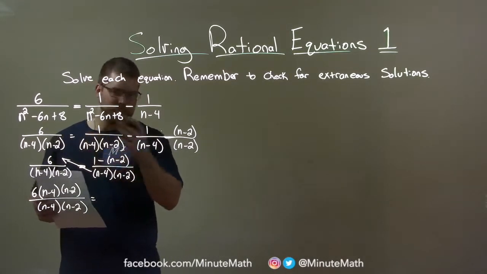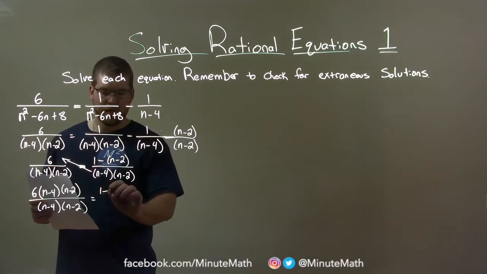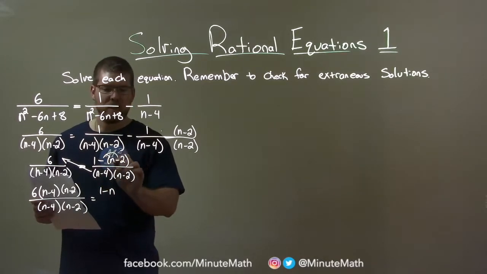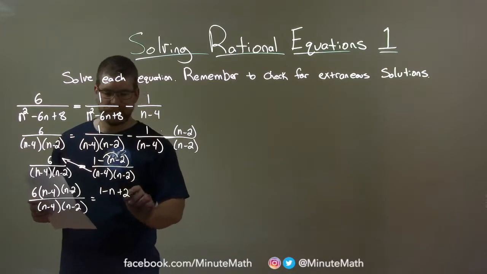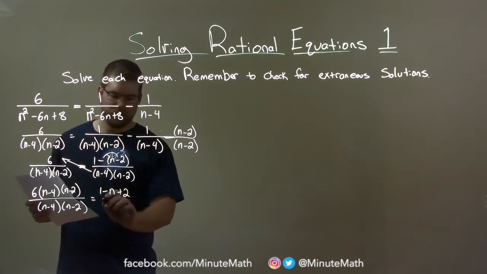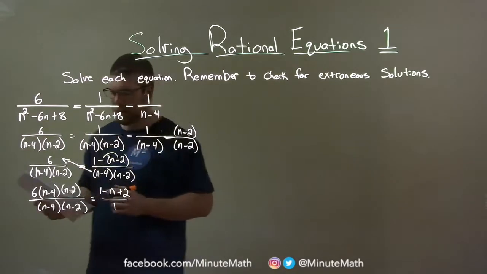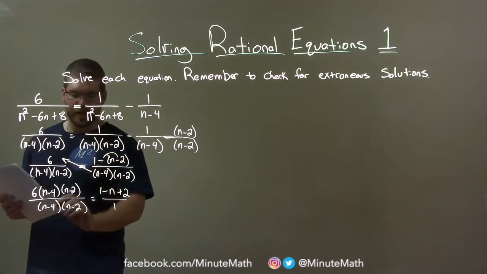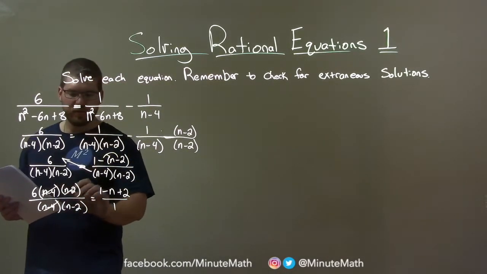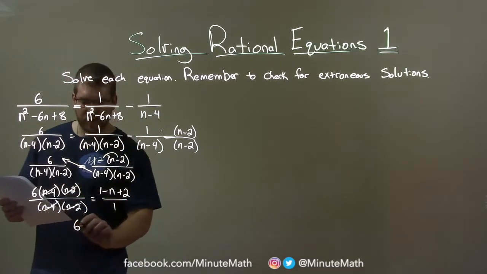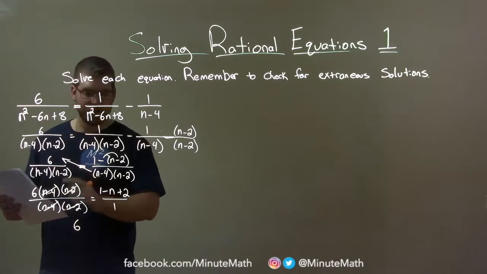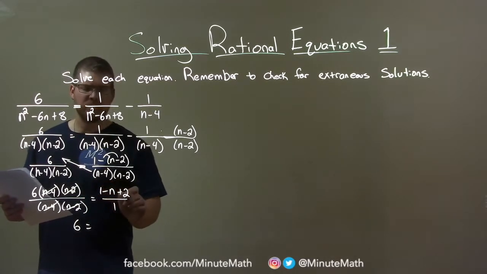So remember to distribute that minus sign. We have 1 minus an n, and then minus a minus 2 is plus a positive, so we have plus 2 here. And there's nothing in the denominator, and if you want to put it over 1, you can. All right? For the left-hand side, this is pretty neat. n minus 4's will cancel, n minus 2's will cancel. So we have 6 now completely by itself here, right? Everything cancels, and that's equal to, well, 1 minus n plus 2.